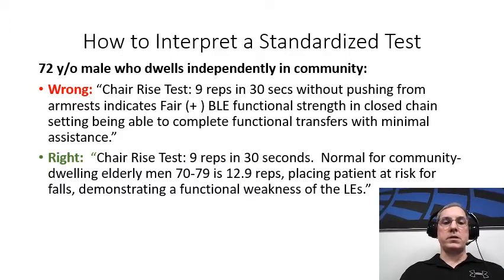When you use a standardized test, one of the things that we want to do is correctly interpret it for the reviewer who doesn't know what the heck the test means. And by interpreting it, we can determine, is there something that needs to be done about it? If this 72-year-old male had done this same test, 13 reps, then we can say, well, he falls within age normative, not demonstrating a functional weakness. Therefore, weakness is not something we need to address.